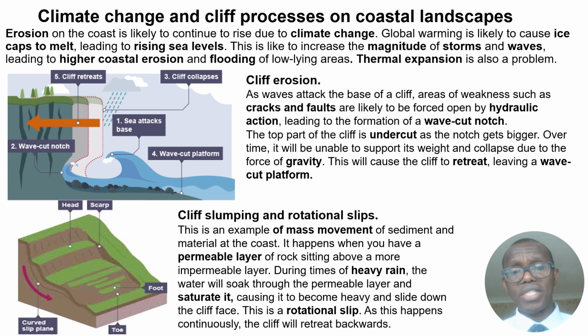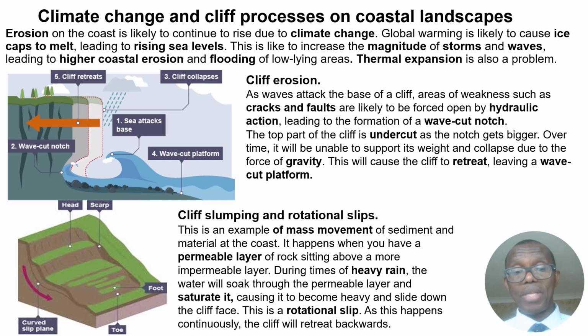So the first type of cliff process that we'll talk about here is cliff erosion. Now we have a diagram here showing a cliff face, and initially what will happen is that the bottom of the cliff face is going to be attacked by the waves, and those waves obviously have hydraulic power, and if there is a crack on the cliff face, that hydraulic power or hydraulic action is going to act on that particular cliff face, and over time a wave cut notch is going to form.